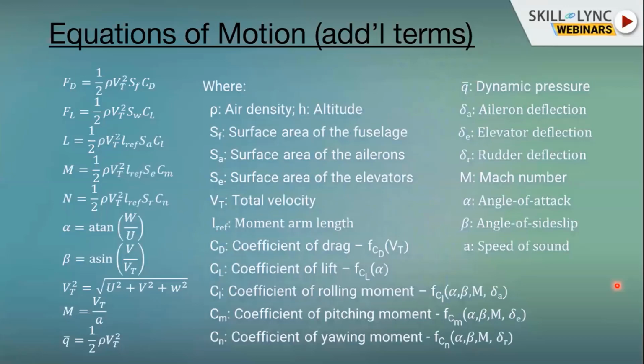The lowercase Cl, Cm, Cn coefficients are functions of angle of attack, and beta is the angle of sideslip. When the aircraft moves sideways, there's an angle of sideslip that comes about. So the coefficients are functions of angle of attack, angle of sideslip, and Mach number. And depending on which moment you're talking about, if it's a rolling moment, it's a function of aileron deflection. If it's a pitching moment, it's a function of elevator deflection. And if it's a yawing moment, it's a function of rudder deflection.